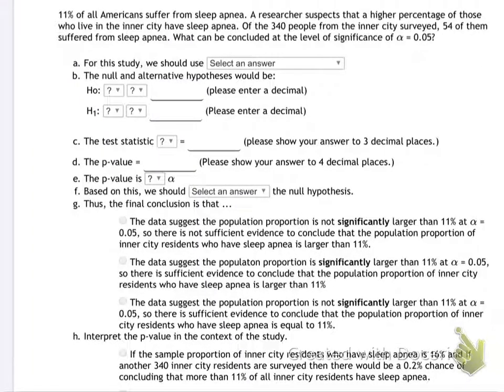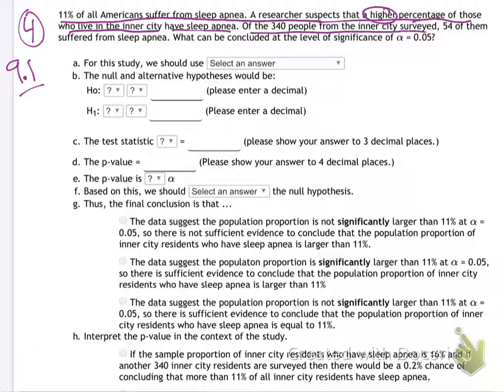Okay, so here's question number 4 from section 9.1. Chapter 9 is all about hypothesis tests. Here we go. 11% of all Americans suffer from sleep apnea. A researcher suspects that a higher percentage of those who live in the inner city have sleep apnea. Of the 340 people from the inner city surveyed, 54 of them suffered from sleep apnea. What can be concluded at the level of significance of alpha 0.05?